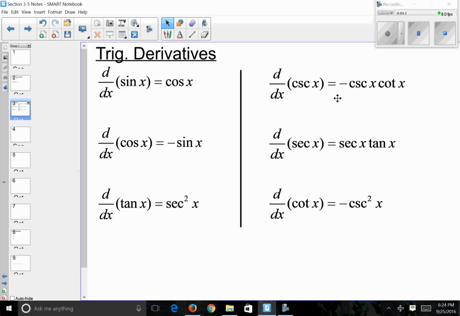Derivative of cosecant is negative cosecant x cotangent x. We find that one by doing the derivative of 1 over sine. Derivative of secant, which would be derivative of 1 over cosine, is secant x tangent x. Derivative of cotangent, which is cosine over sine, would be negative cosecant squared of x.